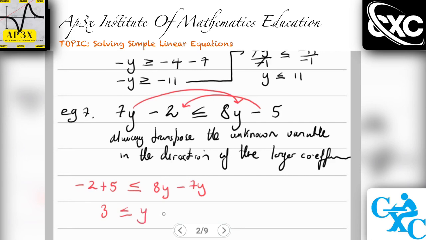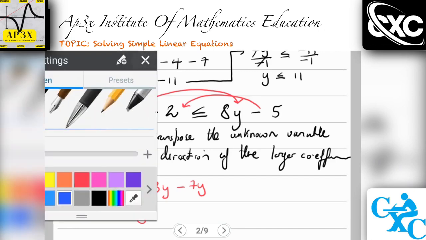Now in this case here, I do not need to split. There's no negative coefficient in front of the y, so my answer remains as 3 is less than or equal to y. So I got my answer in 2 lines.